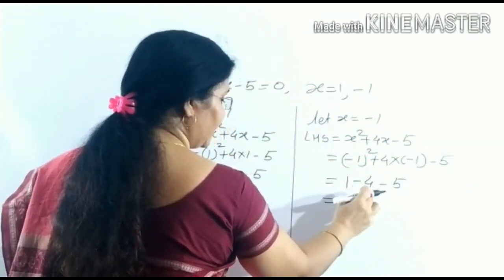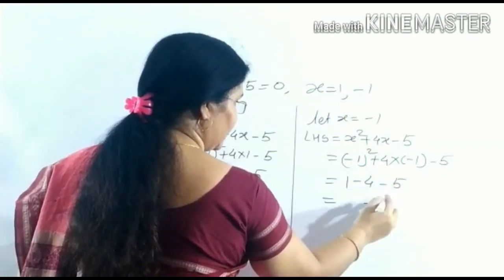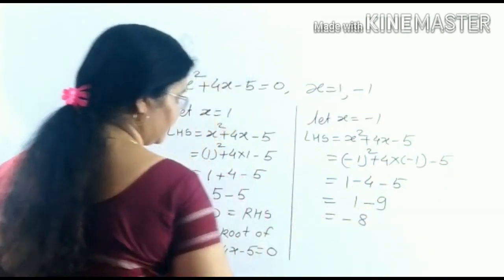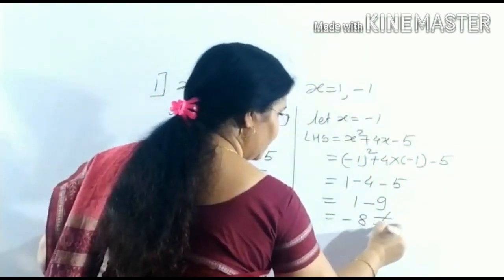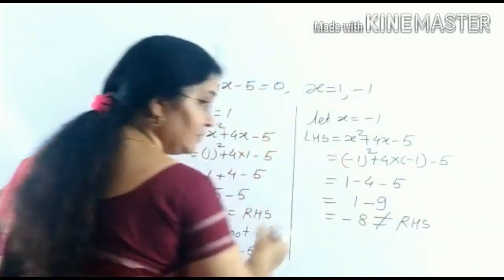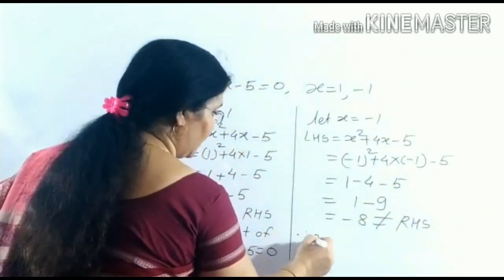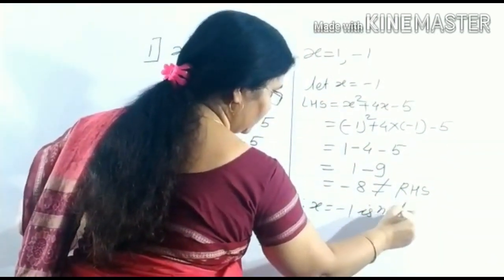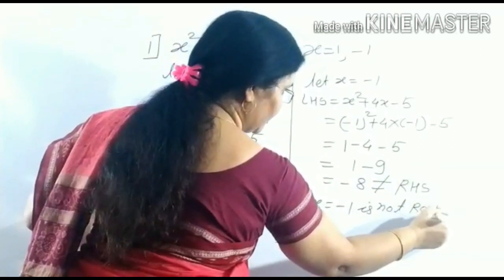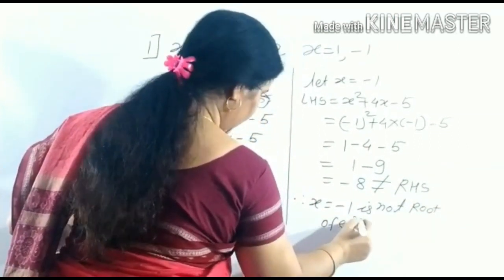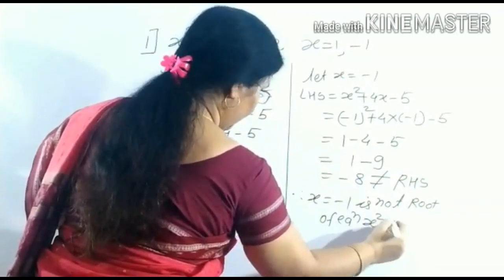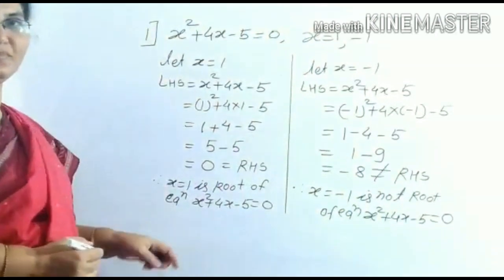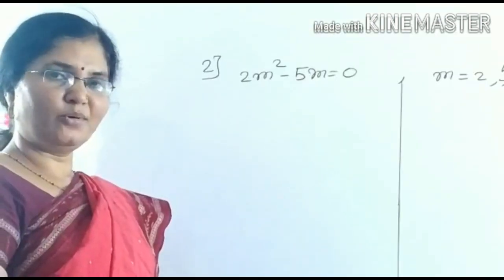Here, what will be the addition of this? This is minus 9 and this 1. 1 minus 9 is minus 8. It is not equal to RHS. Means x is equal to minus 1 is not a root of the equation x square plus 4x minus 5 is equal to 0. Let's see one more example.